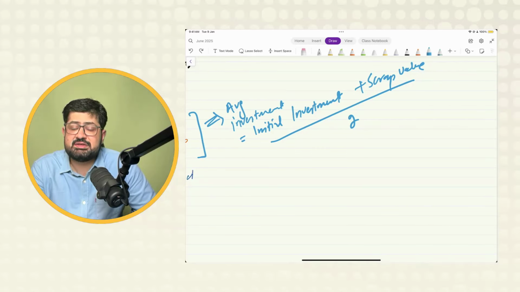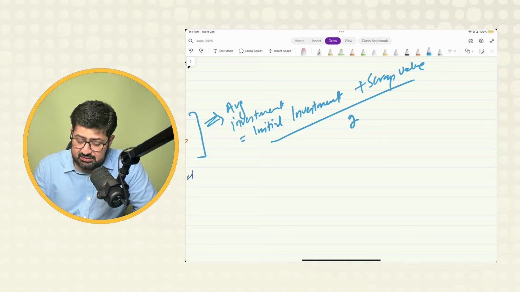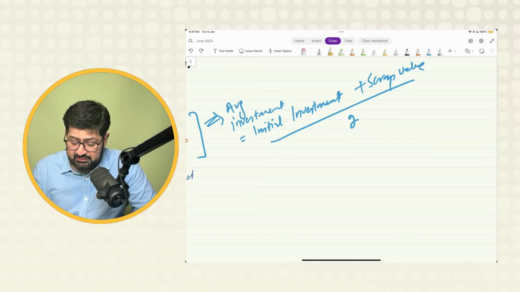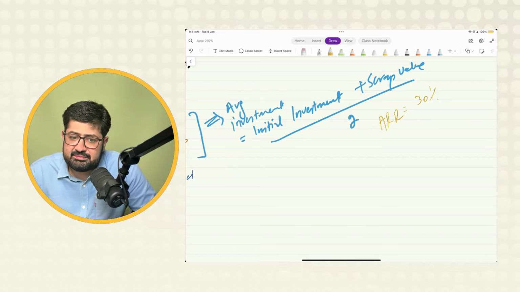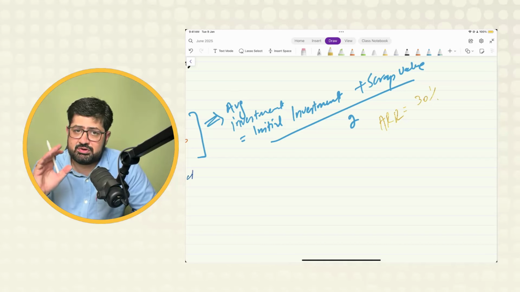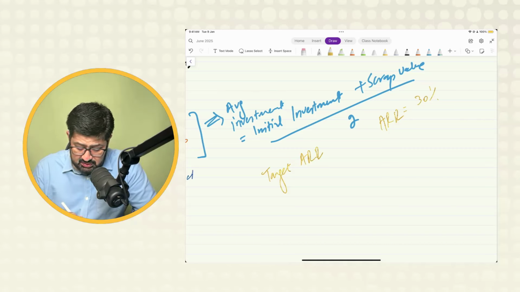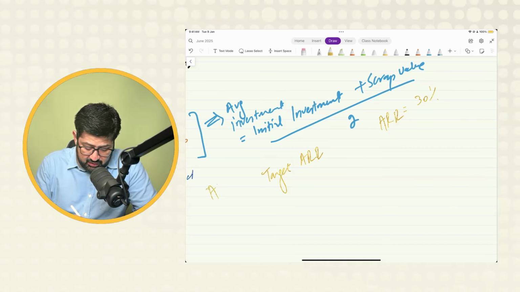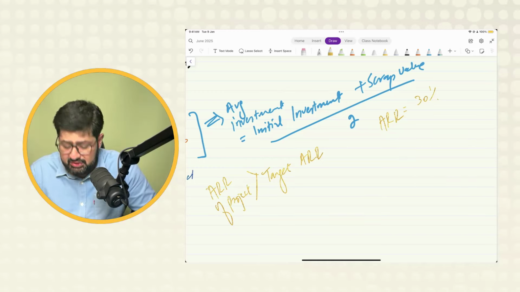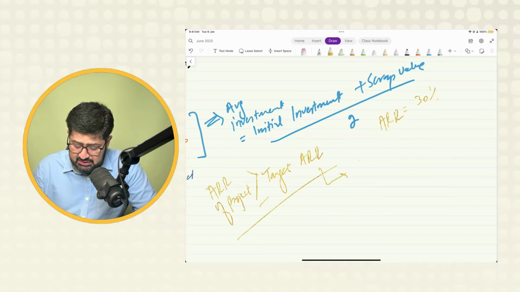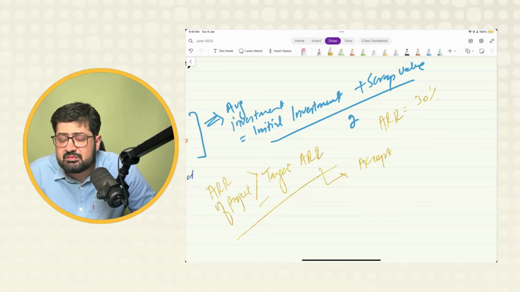The board of directors decides a rate. For example, they decide that 30% ARR is acceptable, not less than that for any project. Then we will accept that project. This is the target ARR, decided by the board. If the ARR of the project is greater than or equal to that, we accept the project, otherwise reject the project.